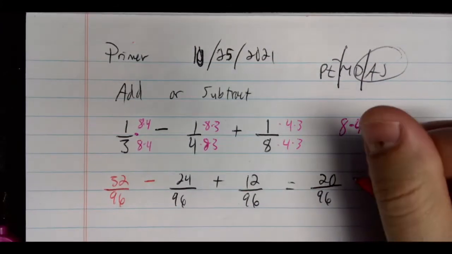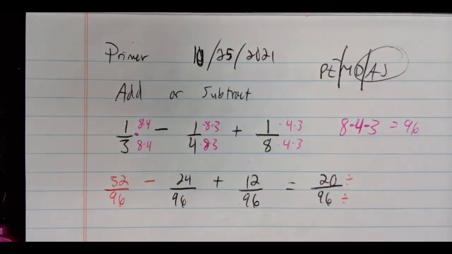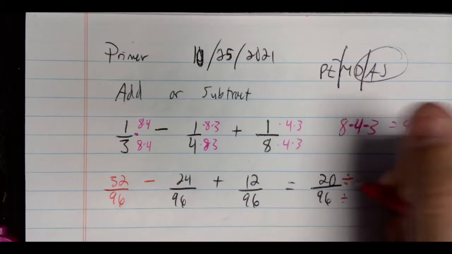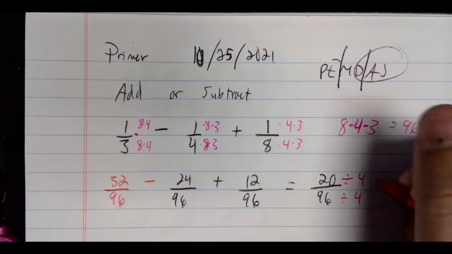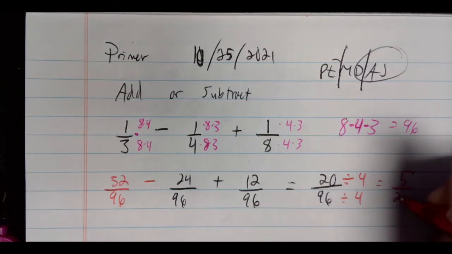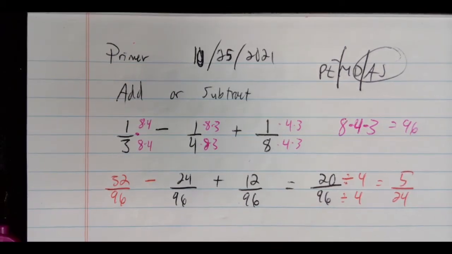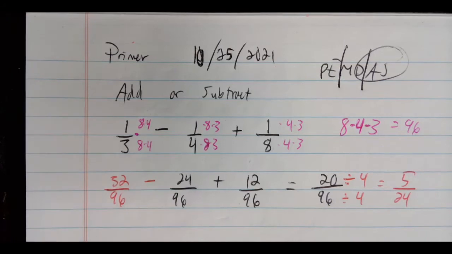what can we divide by to reduce those? 4. Sure, 4. 20 divided by 4, 96 divided by 4. We're going to get 5 over 24. Oh, there's that number. All right, so that was one way to do a problem, and I'm going to elaborate on that in a second. But let's do it with the LCD.